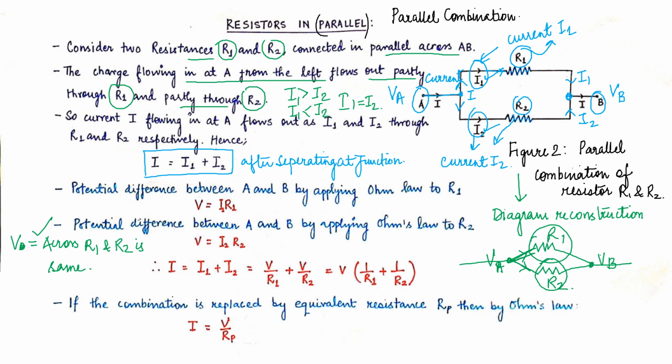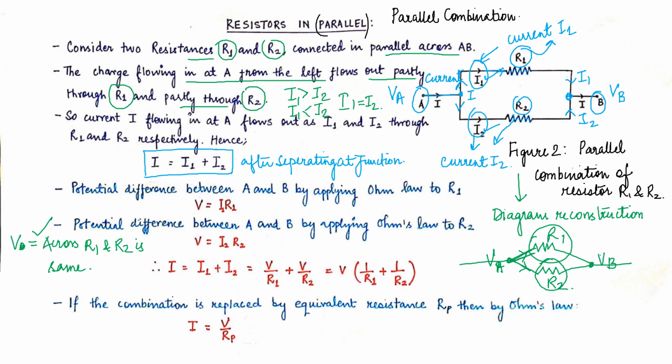But we are not assigning what amount of current is going in the upper arm and what amount of current is flowing through the lower arm, because that depends upon many factors: amount of voltage applied, magnitude of resistor, and how many connections are present inside the given circuit. So because of all these factors, the magnitude of I1 and I2 will change.